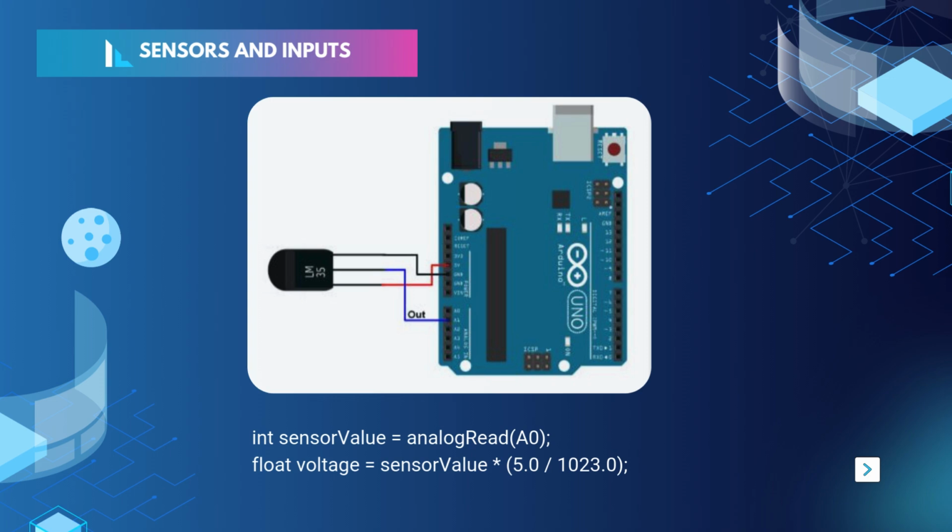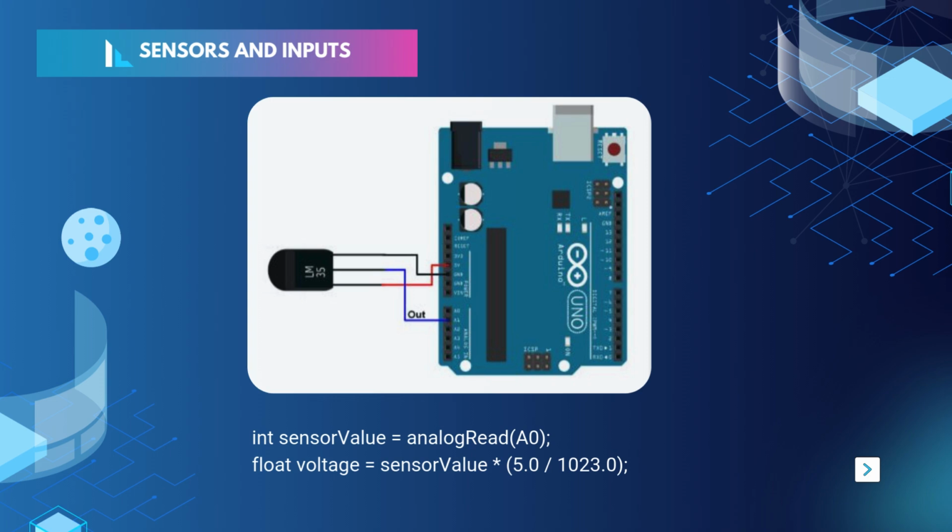Now let's understand how to read analog data using Arduino. In this line, int sensorValue = analogRead(A0), we are reading input from analog pin A0. This could be a signal from a sensor, like a temperature sensor, light sensor, or any device that outputs a varying voltage. analogRead(A0) returns a value between 0 and 1023, depending on the voltage level received. 0 represents 0 volts, and 1023 represents 5 volts on most Arduino boards.